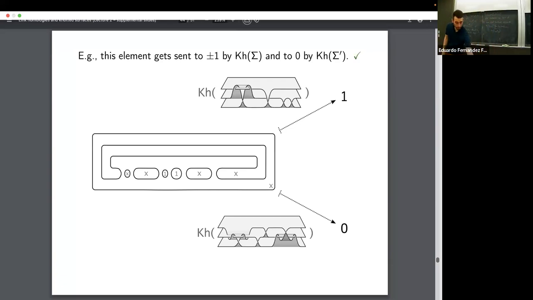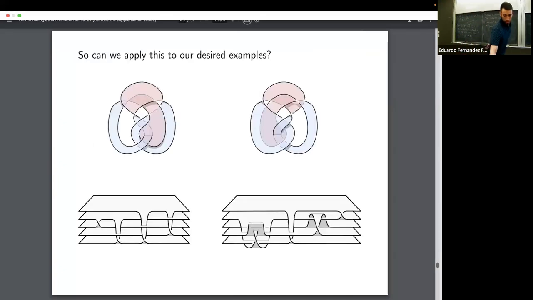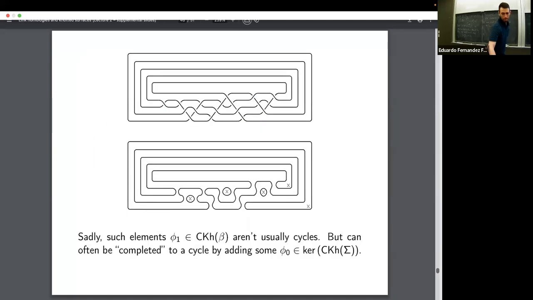To wrap up, the last things I want to say: you can apply this to our desired examples. The problem is that the naive construction that I just sketched doesn't necessarily give you a cycle. It might have boundary. It does what you want in terms of the right behavior under the cobordism maps, but it's not always a cycle. So the strategy, which is often possible here and sometimes in other contexts, is to find some extra fixing terms which don't change the behavior under the cobordism map, or are in the kernel of the cobordism map you want to compare to, and they kill off the boundary. That's possible here.